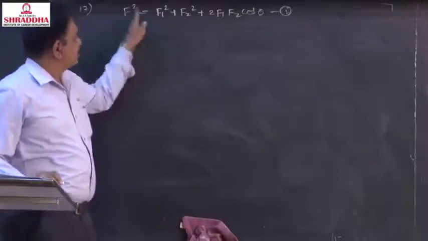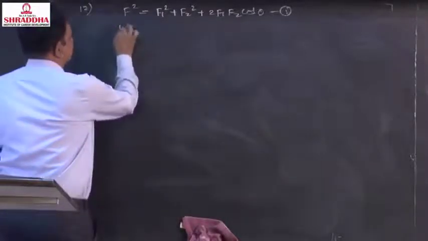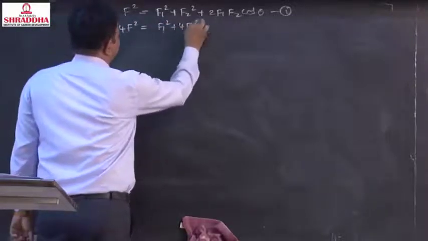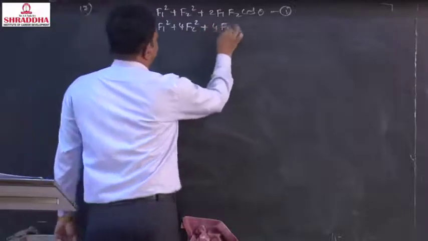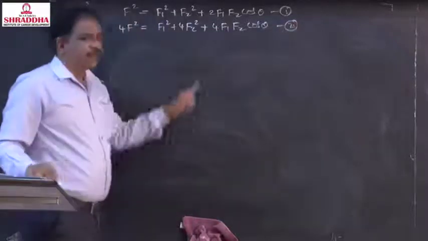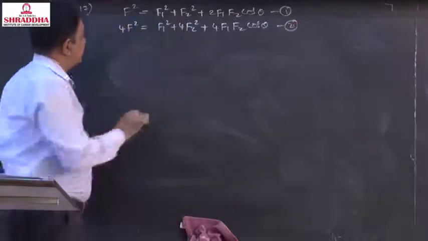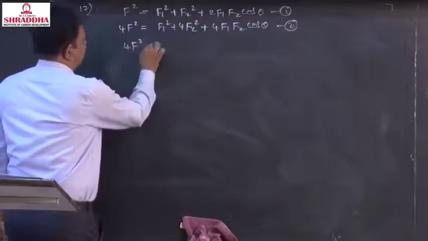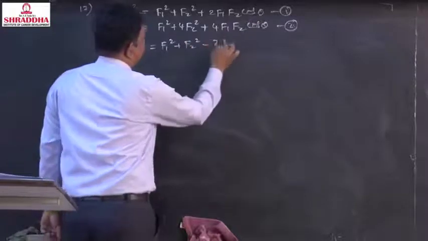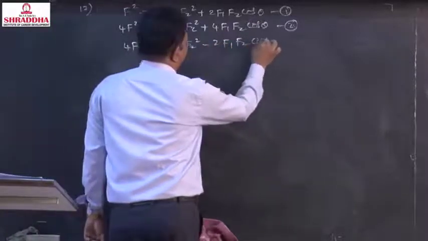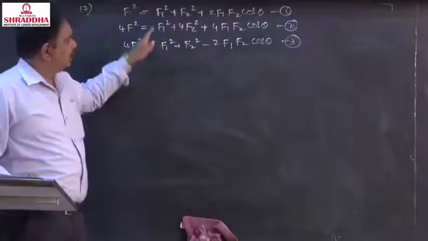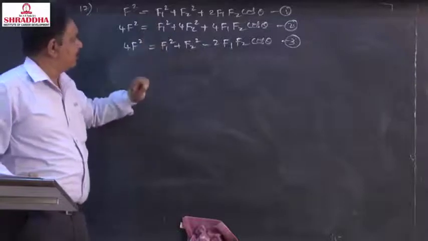Next, F2 is doubled, F is also doubled. Means 4F square is equal to F1 square plus 4F2 square plus 4F1 F2 cos theta. F2 is reversed, then also F is doubled. 4F square is equal to F1 square plus F2 square minus 2F1 F2 cos theta. So using the given data, we will get these three equations.